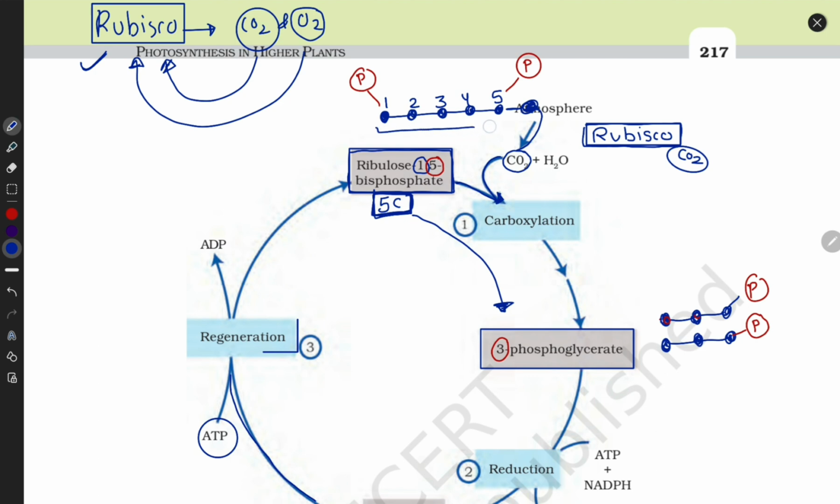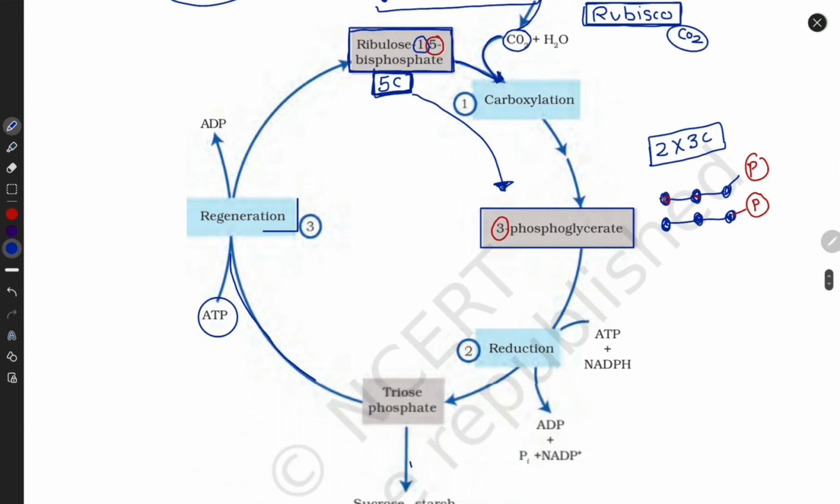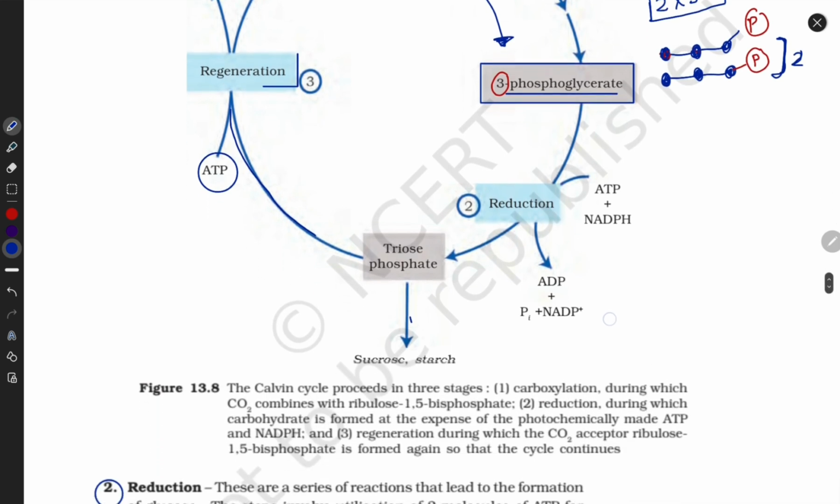So 6 carbon converted into 2 molecules of 3 carbon compound. Now this thing is clear, guys. Very clear. Look at here, guys. We found these products: 2 molecules of 3-phosphoglycerate. Now this is the term for the reduction process.